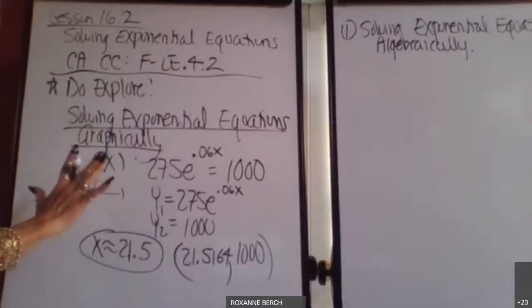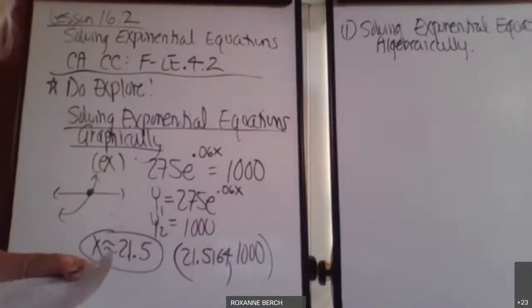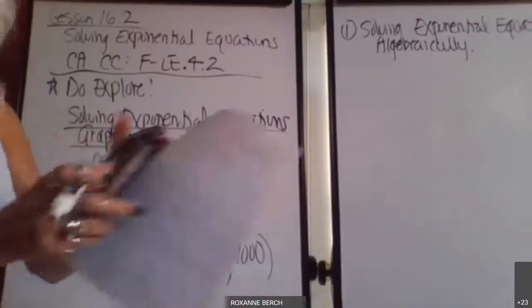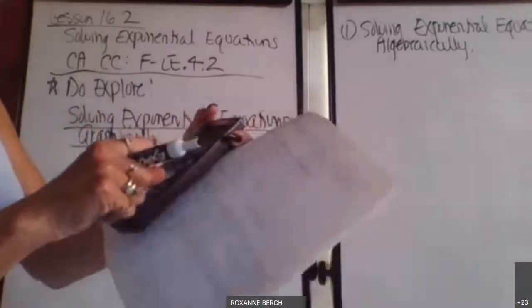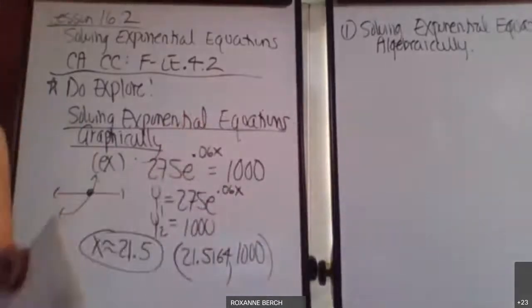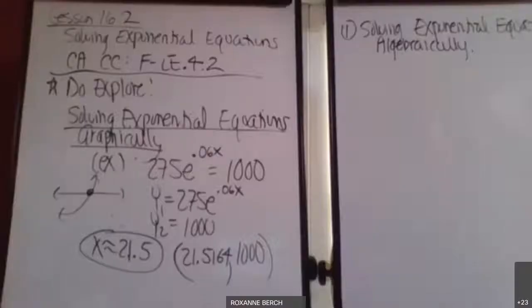Does anybody want to ask me about this problem? I'm not going to work another one. Yes, I have a question. How do you find out what the x value is again? On the calculator, you go to second trace. So second trace up here, which is second calc, and you're going to pick the intersect feature. Okay. Thank you. And the point of intersection, the x value is going to be the solution.